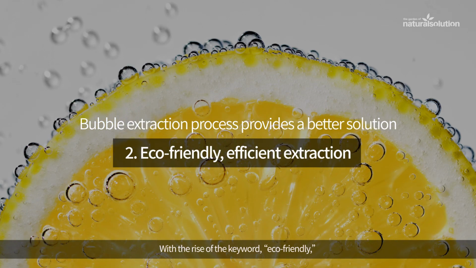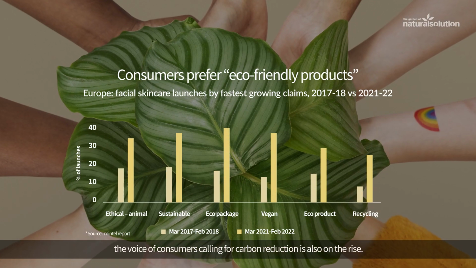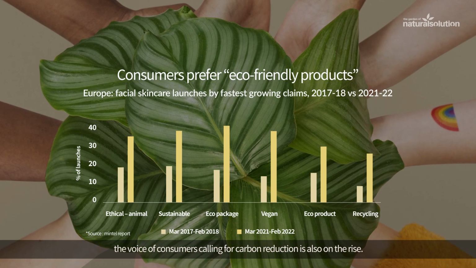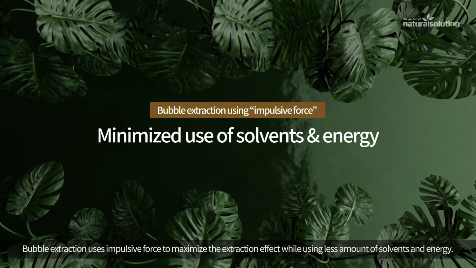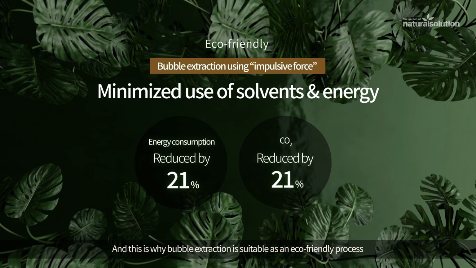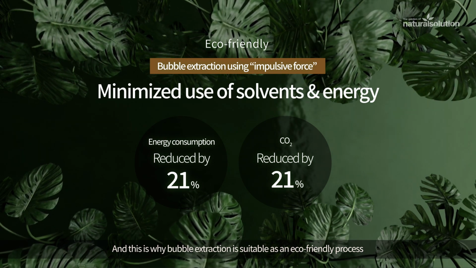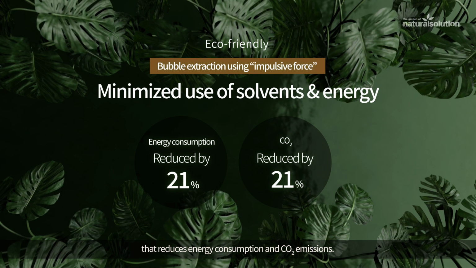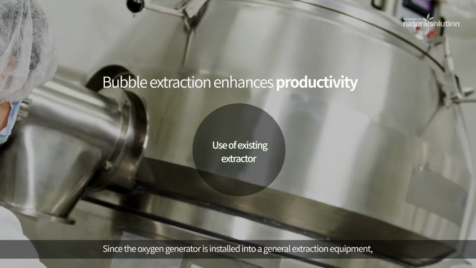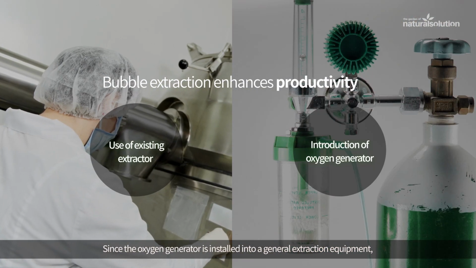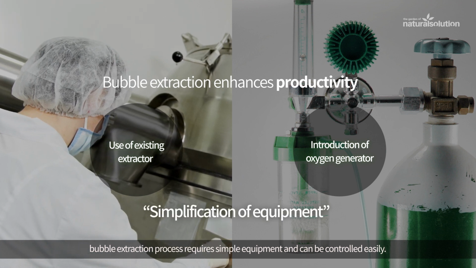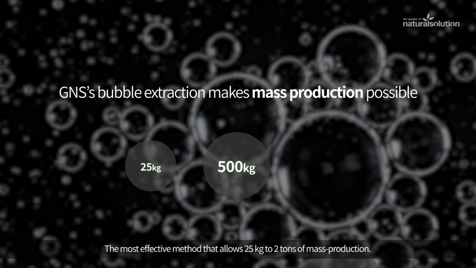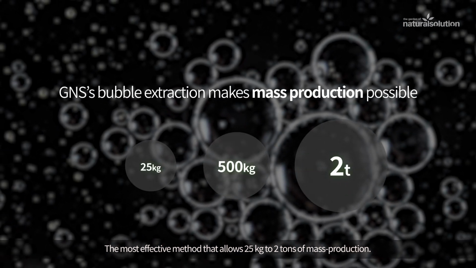With the rise of the keyword eco-friendly, the voice of consumers calling for carbon reduction is also on the rise. Bubble extraction uses impulsive force to maximize the extraction effect while using less solvents and energy. And this is why bubble extraction is suitable as an eco-friendly process that reduces energy consumption and CO2 emissions. Since the oxygen generator is installed into general extraction equipment, the bubble extraction process requires simple equipment and can be controlled easily. It is the most effective method that allows 25 kilograms to 2 tons of mass production.